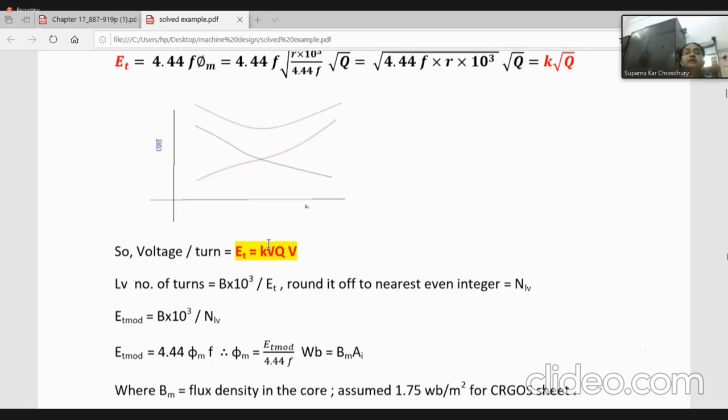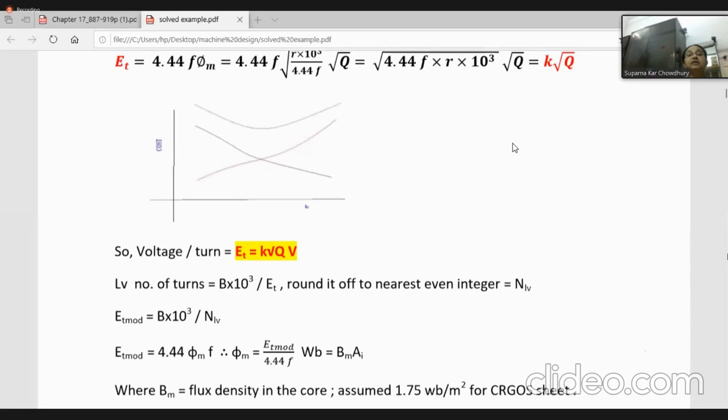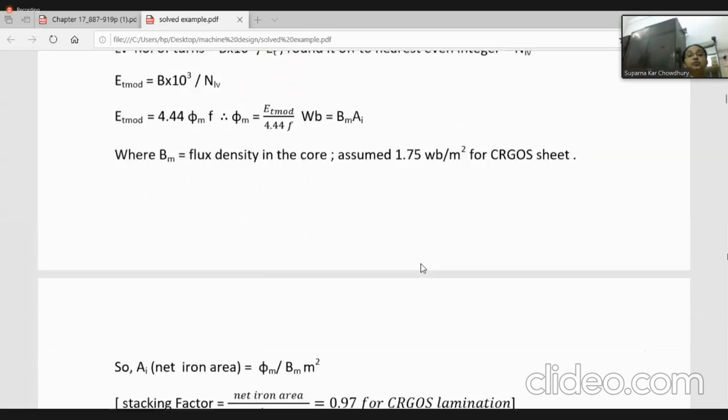So for different values of k, you will get different designs. This curve you will get provided that you are designing for the same flux density and the same current density. And the performance will be more or less similar. So you can have n number of dimensional designs with the same kVA output.